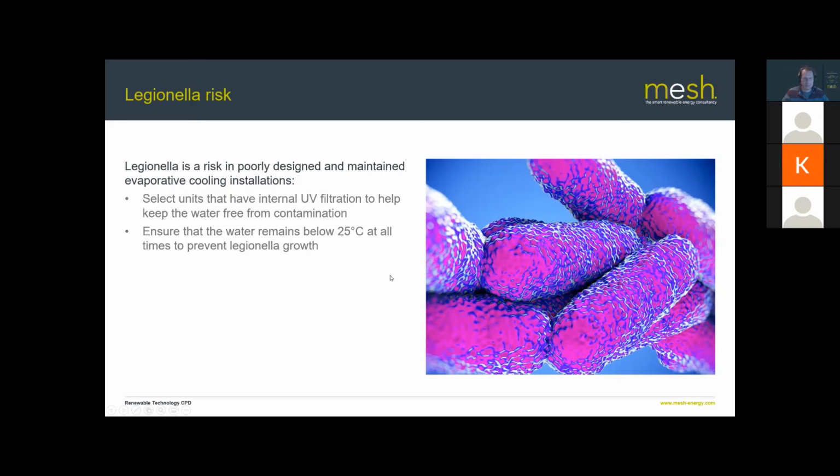The second thing is to try and ensure that the water in the unit stays below 25 degrees C all the time. That shouldn't be too much of an issue in the UK, because we rarely get prolonged periods of ambient temperatures above that, and obviously the water going into the unit would probably be at around between 7 and 12 degrees generally, so it takes a little while for that water to heat up. Again, changing the water regularly during hot periods will help prevent that Legionella growth.